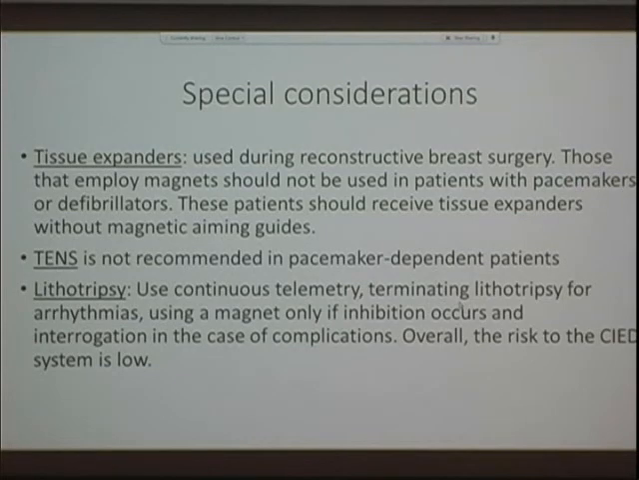If you see something, stop at that point. If you see inhibition of the pacemaker function, then you can use a magnet. Overall, the risk is low. Generally, if you are aware that a patient has a pacemaker and you're going to be looking at the telemetry, you're okay. There is no other special need than to have a magnet available at that time.